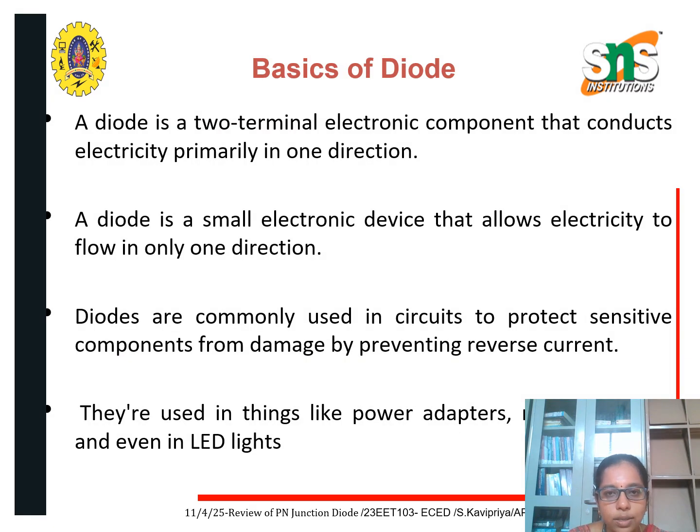So first, what is a diode? A diode is a two-terminal device which allows current flow only in the forward direction. This diode is used in devices which are sensitive, and we have to protect the sensitive devices against a reverse flow of current. So this allows the flow of current only in the forward direction and blocks the flow of current in the reverse direction. It is used in the power adapters and even in the LEDs.